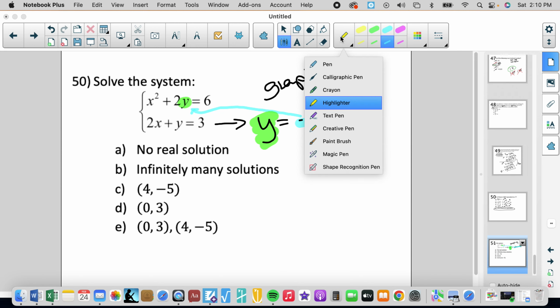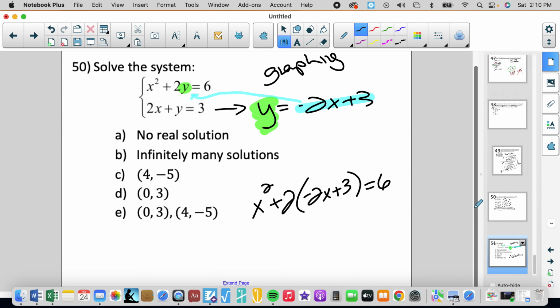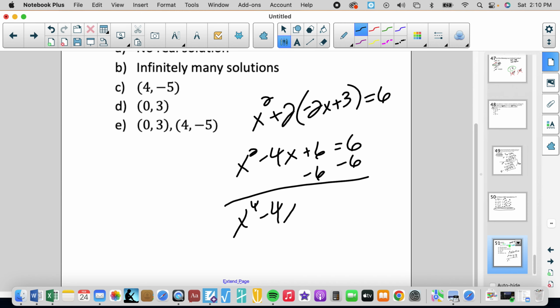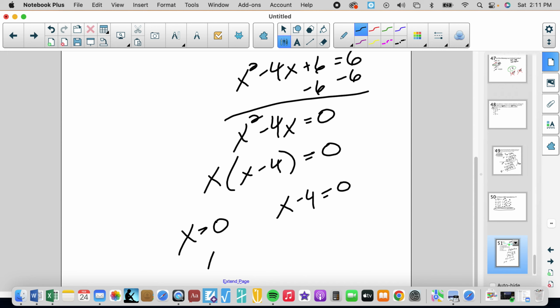And we get, in our last problem, x squared. Instead of writing 2 times y, we're going to insert negative 2x plus 3 equals 6. We have x squared minus 4x plus 6 equals 6, minus 6. We get x squared minus 4x equals 0. We're going to factor an x out. We get x times x minus 4 equals 0. We're going to use the zero property. We're going to set each one equal to 0. We get x equals 0, and we get x equals 4.